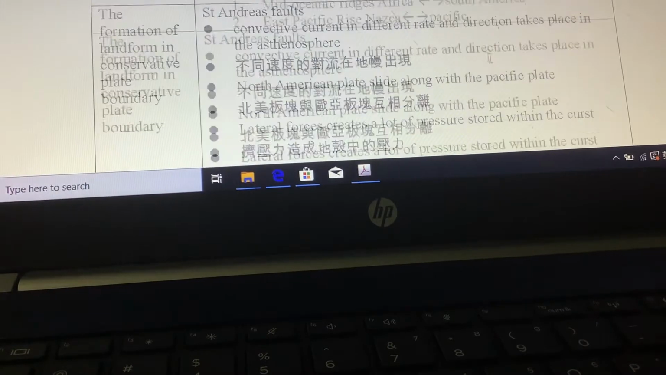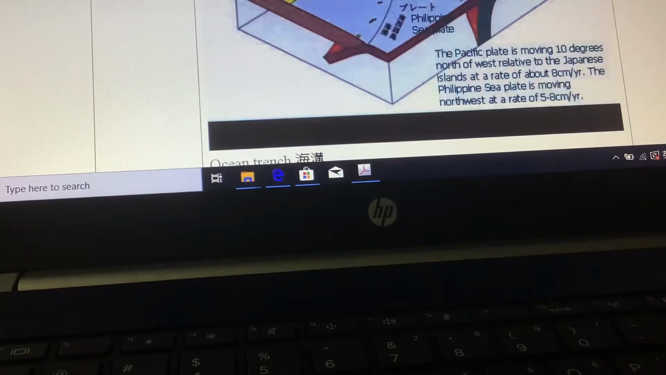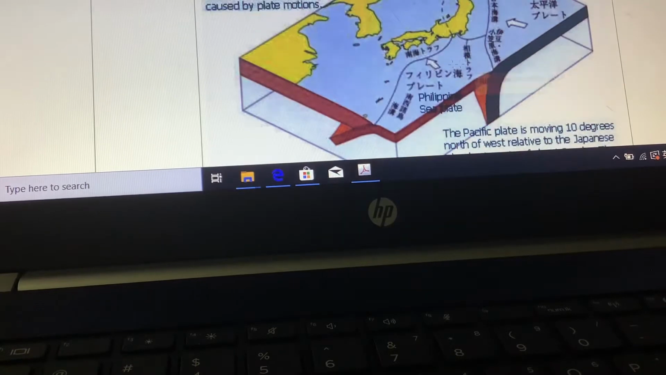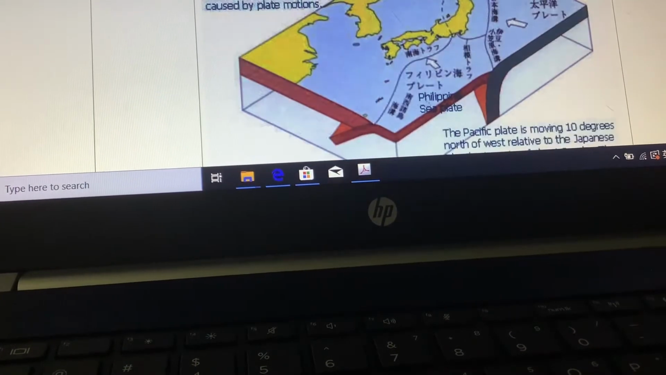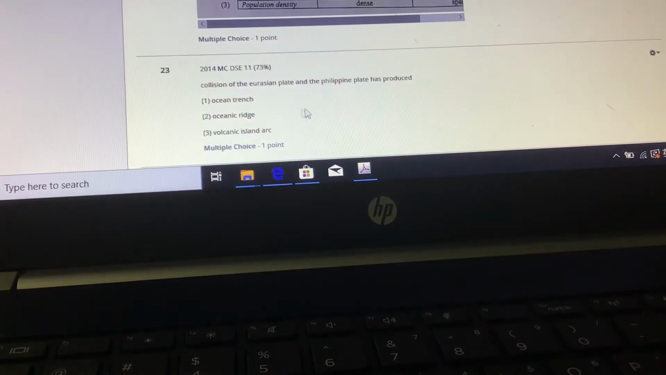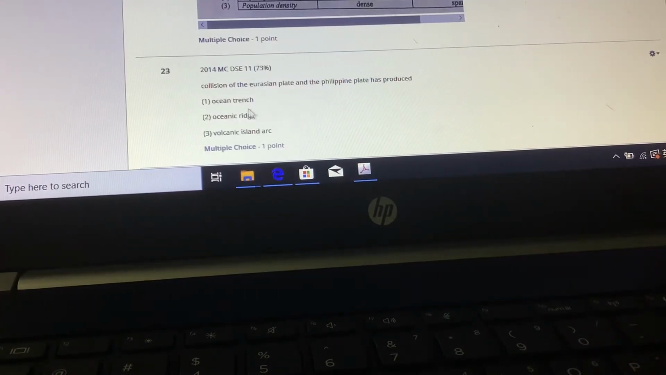Let's check this out. This is a very useful map. This one is the Eurasian plate, as I said before. The Philippine plate will cause volcanic islands, and also the sea trench. You can see the Chinese name of ocean trench. Okay. So again, number 1 and number 3.